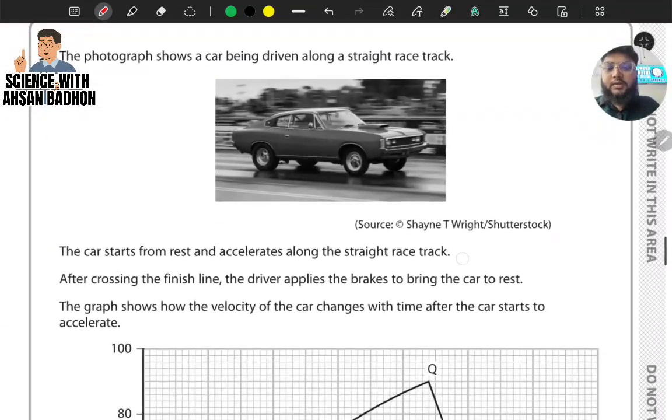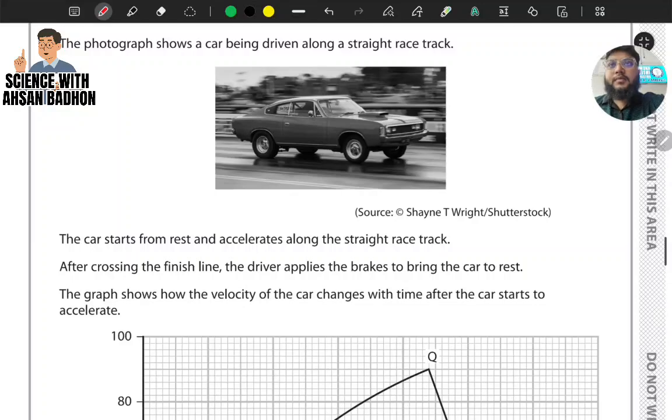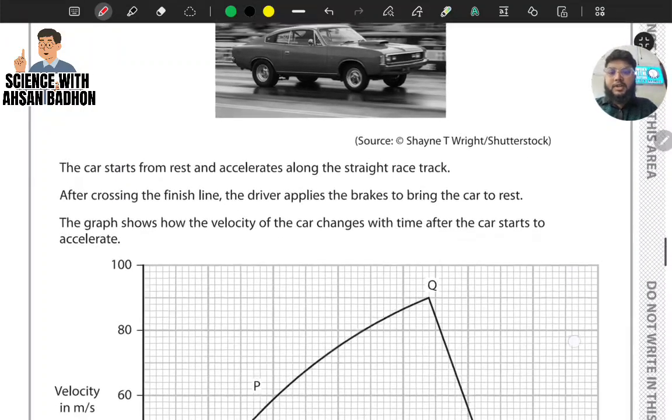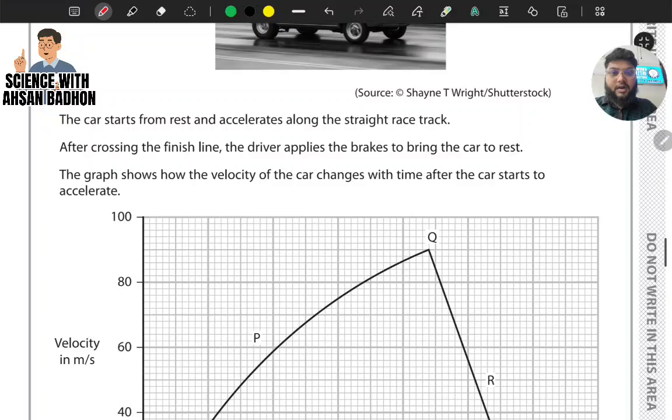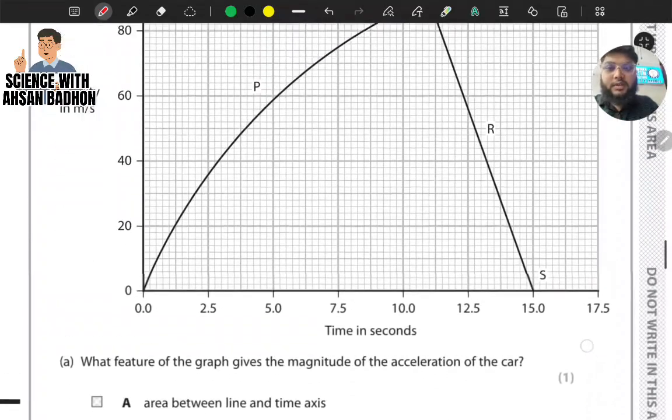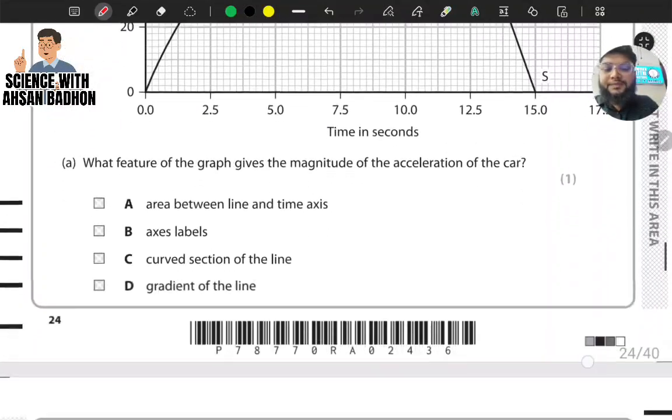Let's move on to the next question, number 9. Okay, the question says, the photograph shows a car being driven along a straight racetrack. The car starts from rest and accelerates along the straight racetrack. After crossing the finish line, the driver applies the brakes to bring the car to rest. The graph shows how the velocity of the car changes with time after the car starts to accelerate. Okay, so this is the graph given, a velocity time graph.